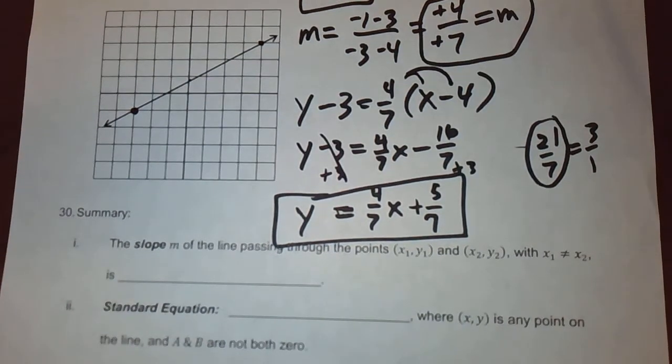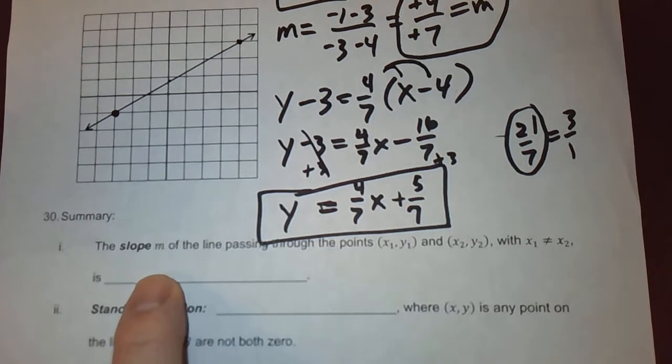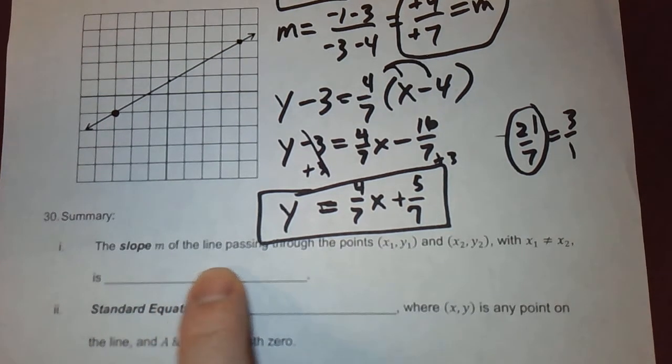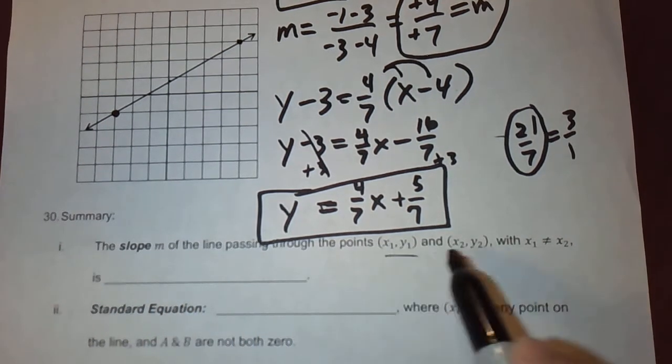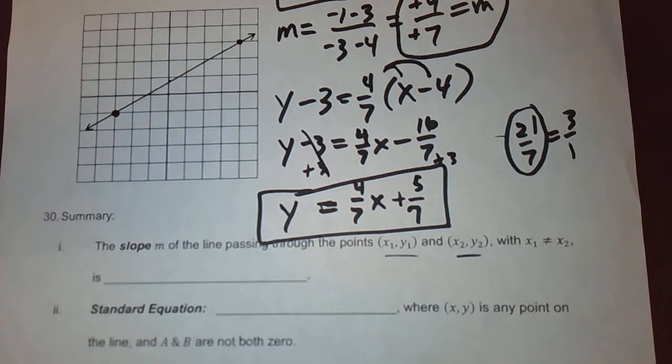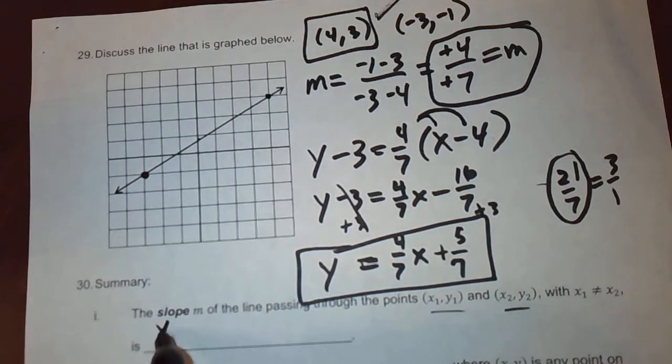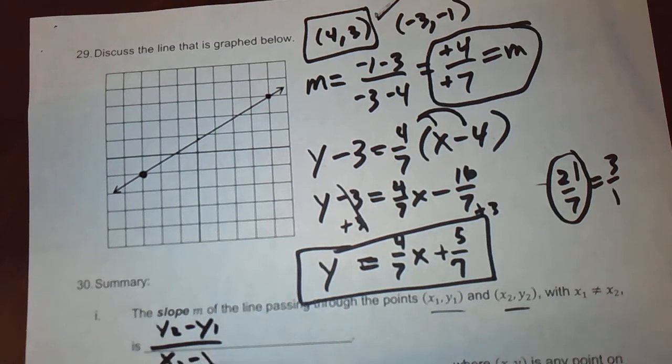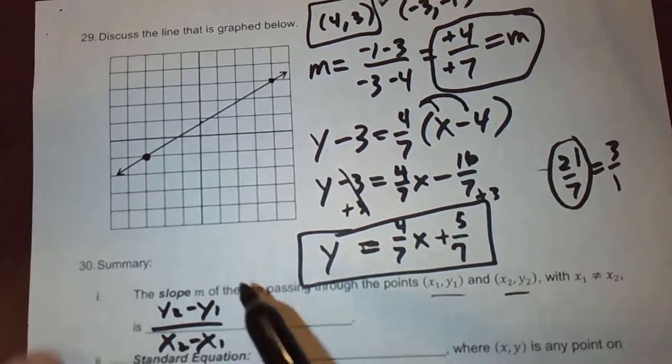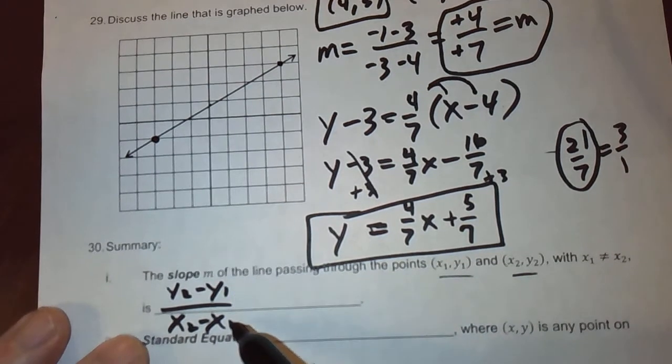Now let's summarize what we learned. First, we defined the slope. The slope of the line passing through these 2 points is y2 minus y1 over x2 minus x1. We sometimes call this rise over run. How much do you have to rise for each time you have to run a certain distance?